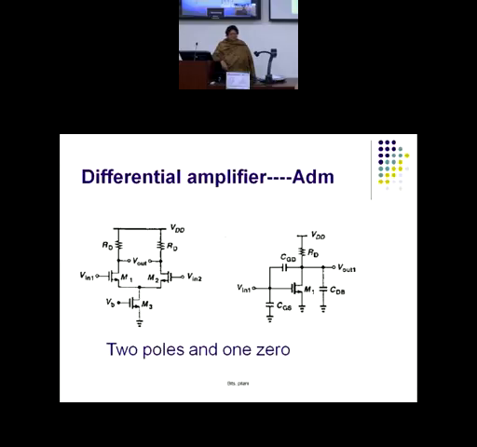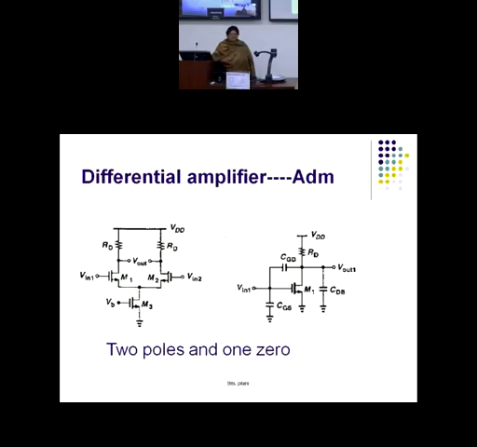Clear? So you take one arm and analyze it, which is nothing but a CSA. So whatever is true of a CSA is true here. So this differential amplifier will have 2 poles and 1 zero, and the zero will be positive. That is, 2 negative poles and 1 positive zero.